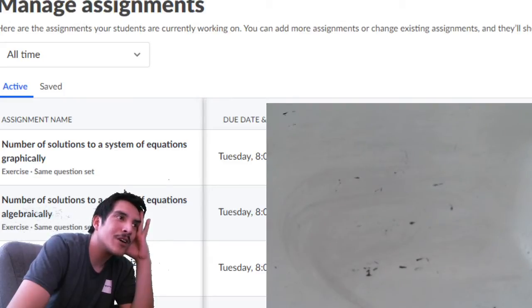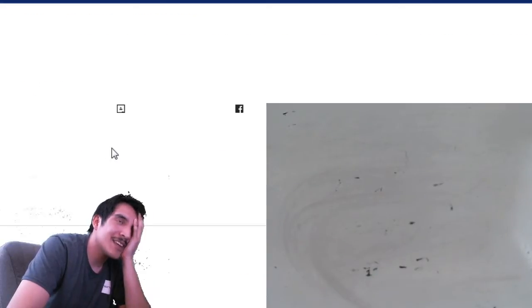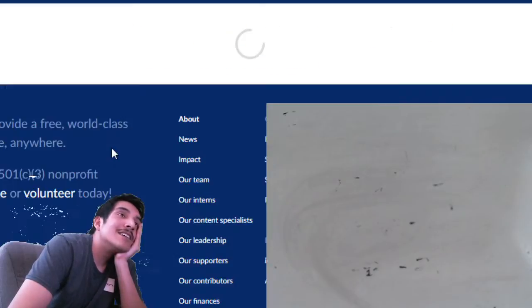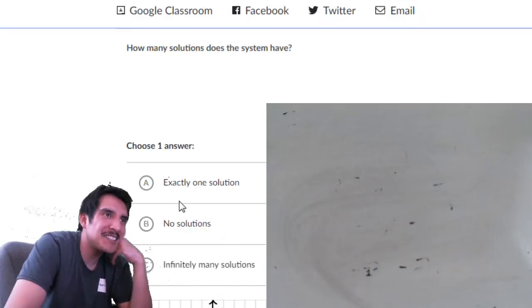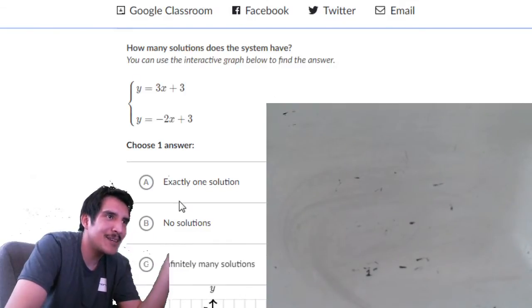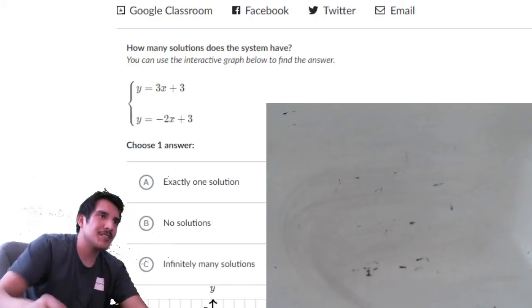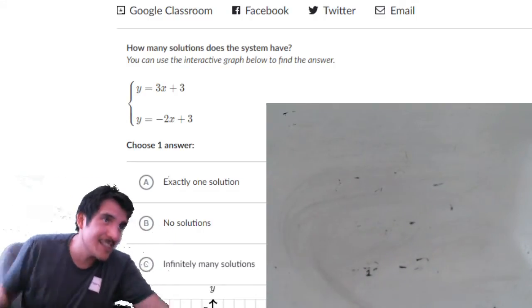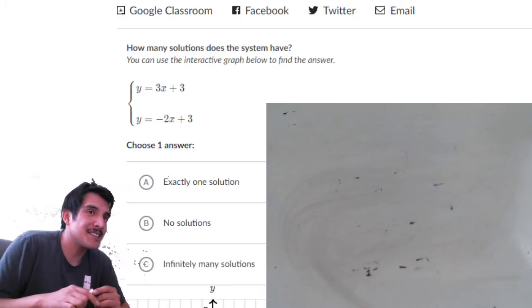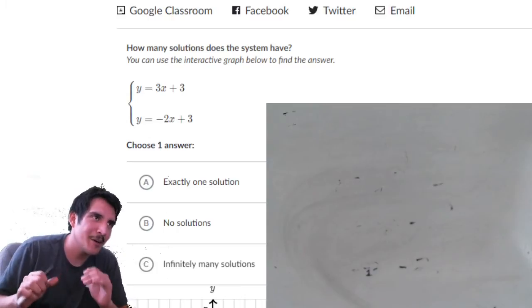Okay, well, regardless. Click on number of solutions to a system of equations graphically. Let's see what happens because I just did this assignment. Let's see what it shows. Oh, it's going to let me do it again. That's good. So I'm going to show you some shortcuts real quick today, and I want you to write this down. It's a good thing that I did this lesson to myself one time because now I can do this the quick way.